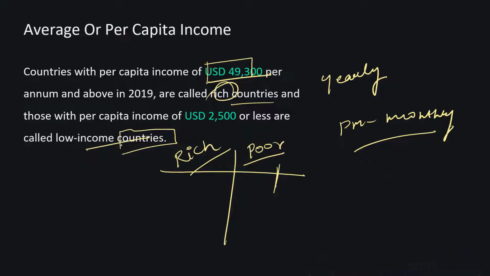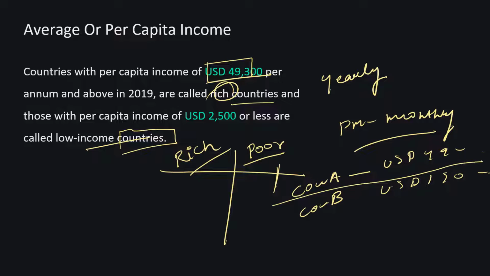You can also take your own countries, and whenever an example comes, you can say this is country A, this is country B. Country A has a per capita income per annum of USD 49,000 and something, and country B has USD 1,500 or something. So obviously there is a huge difference. So country A will be considered more developed when it comes to average or per capita income.